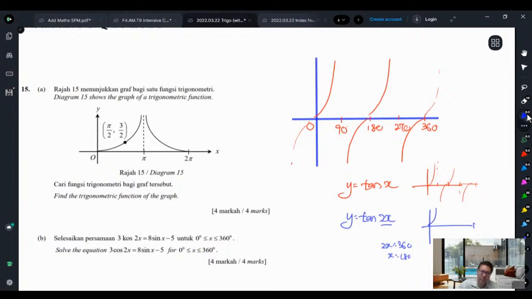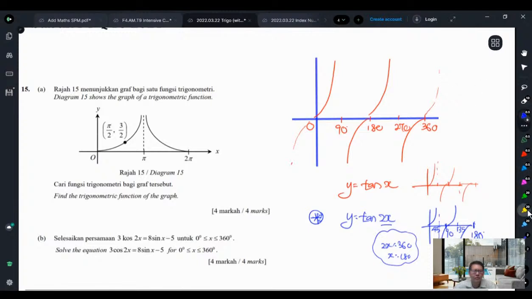You draw the same thing, but it is 180 degrees. Okay, and divide by 2, this is 90. Divide by 2, this is 45. And this is 135. Okay, this one is very important. It might come out. If tangent comes out, it is a bit dangerous.